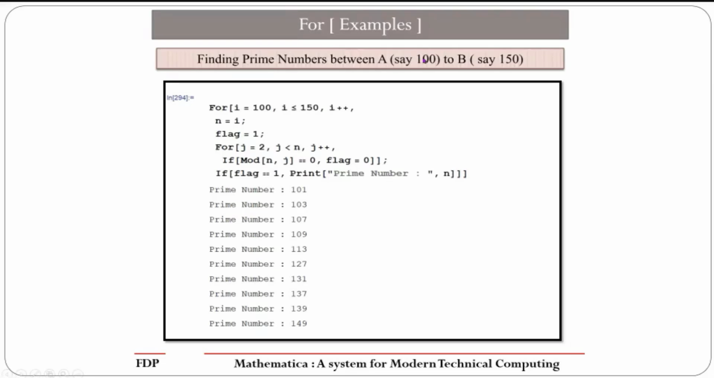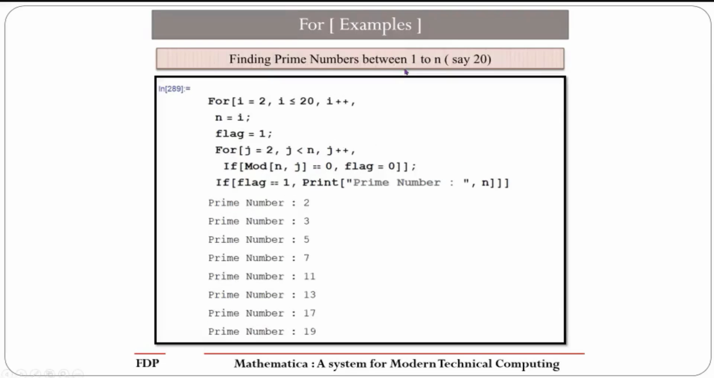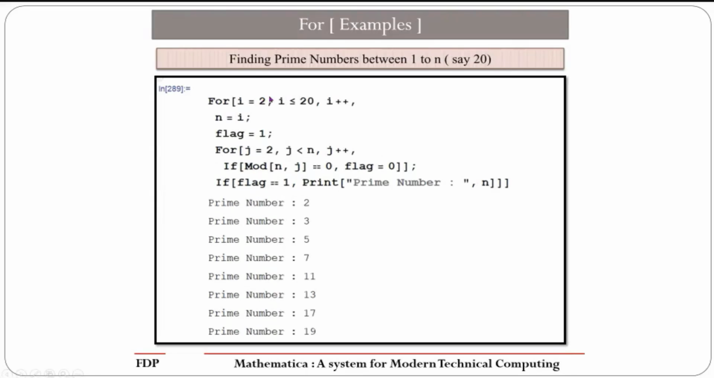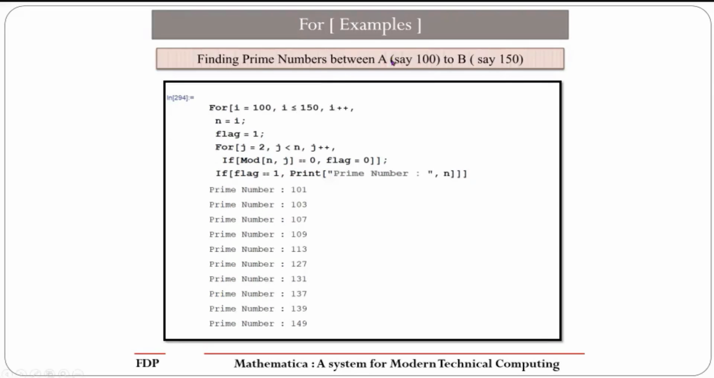Come to the next. I can check not even from 1 to n, I can check from 100 to 150 or 200 to 1000. What will I change in my code? The code is starting from 2. Now here I have to start from 100. That's all, nothing else.